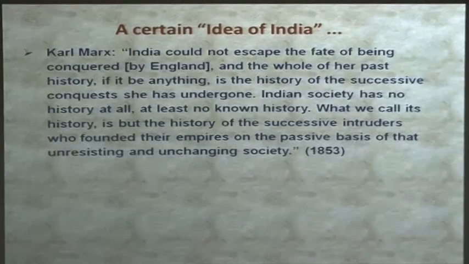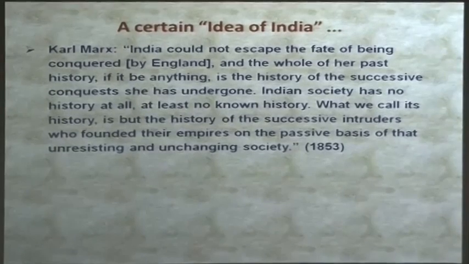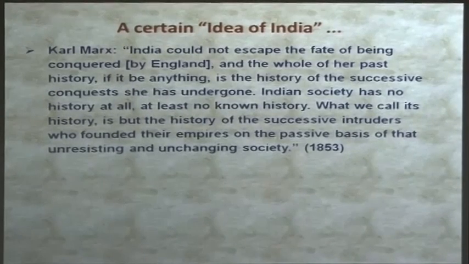This is reflected, for instance, in this thought of Karl Marx, who writes in 1853 at the height of colonial rule, when he says: India could not escape the fate of being conquered by England. And the whole of her past history, if it be anything, is the history of the successive conquests she has undergone. Indian society has no history at all, at least no known history. What we call its history is but the history of the successive intruders who founded their empires on the passive basis of that unresisting and unchanging society.